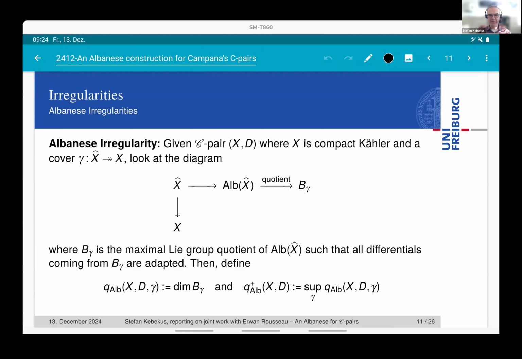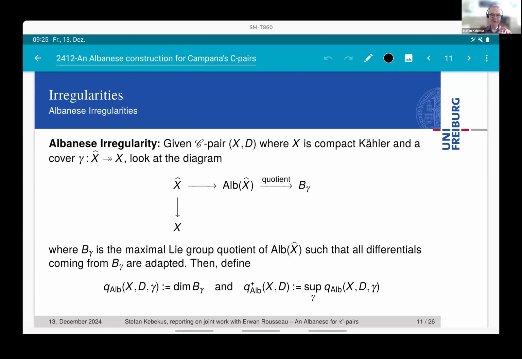When I would like to discuss the Albanese, I would like to discuss an Albanese that has to do with adapted differentials only. So what I consider in this context is the largest quotient of the Albanese, this B_γ here, the largest quotient of the Albanese such that all differential forms coming from this quotient are adapted.